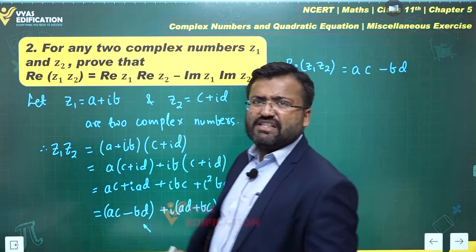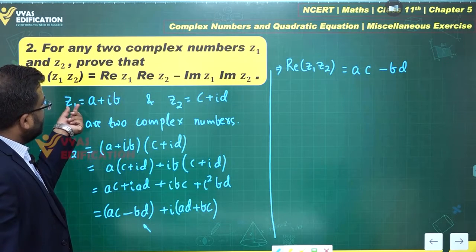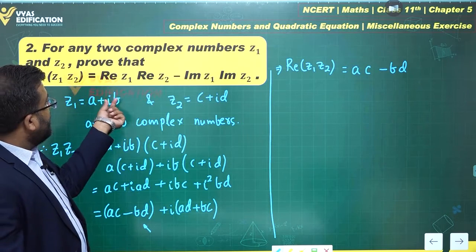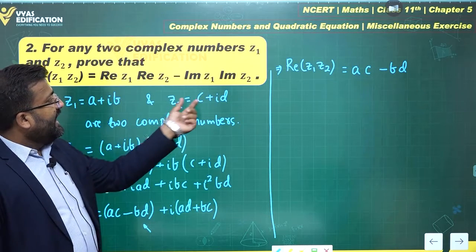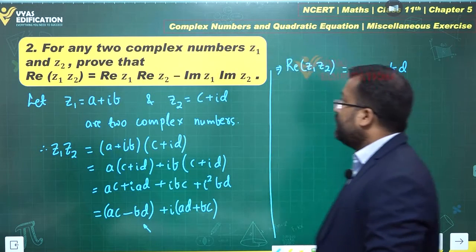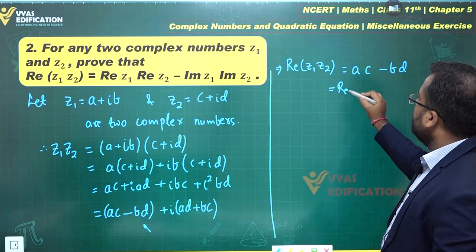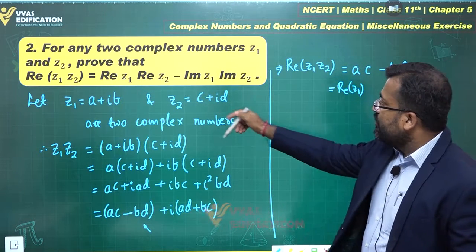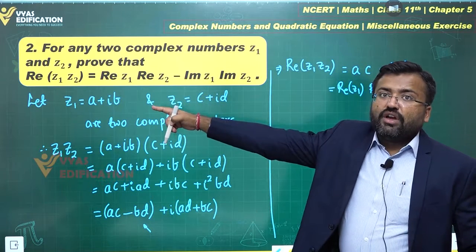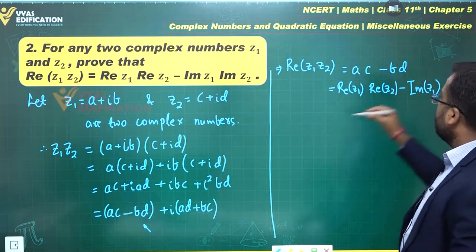Now what is interesting about this ac and bd is that a is the real part of z1, c is the real part of z2, b is the imaginary part of z1, and d is the imaginary part of z2. I'll replace exactly that over there. This is further equal to: a is real z1, c is real z2, minus b, which is imaginary z1, and d, which is imaginary z2.